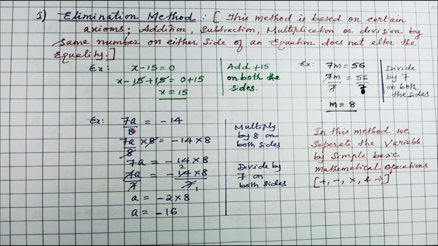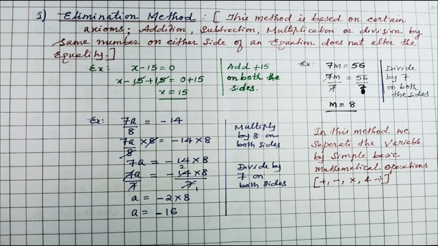Now let us take one more example. 7a by 8 is equal to minus 14. Now I want to eliminate 8, so multiply by 8 on both sides. 8 will cancel here, so 7a will be equal to minus 14 into 8. Now I want to eliminate 7, divide by 7 on both sides, then 7 will cancel, 7 twos are 14, a is equal to minus 2 into 8, a is equal to minus 16. So this is the method followed in the elimination method, but this is a slightly lengthier, tedious method.